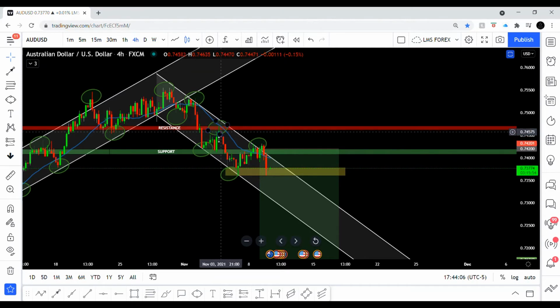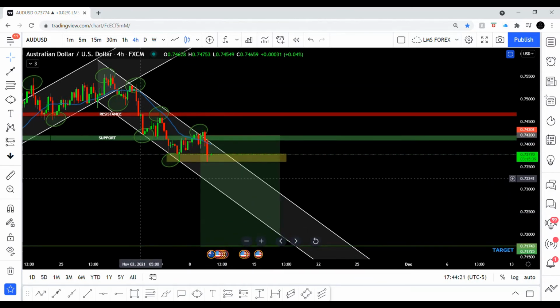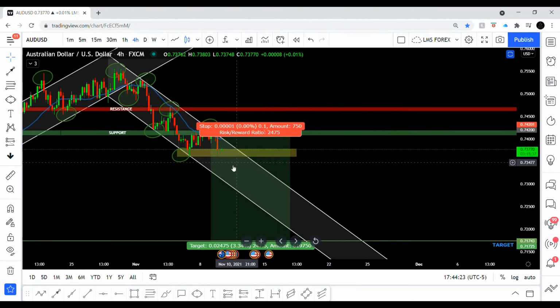So here would be a perfect entry confirmation for you to take. However, I didn't take it there. I took it around here. Why? Because this is the time that I was looking at the chart when I wanted to enter the trade. So now, what is the price doing at this moment?